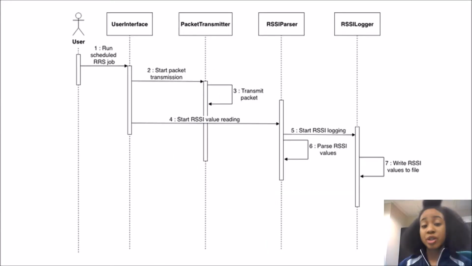This is a general sequence of what's going to happen when we run our recording software program. So this is what's going to be happening behind the scenes. Now we're going to move to demonstrate how the signal levels change as we move between the Raspberry Pi and the router.